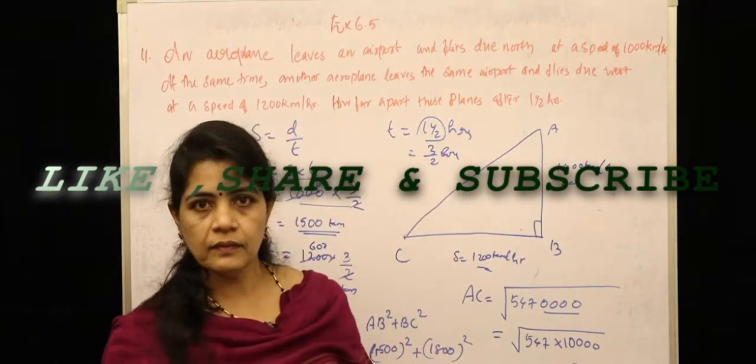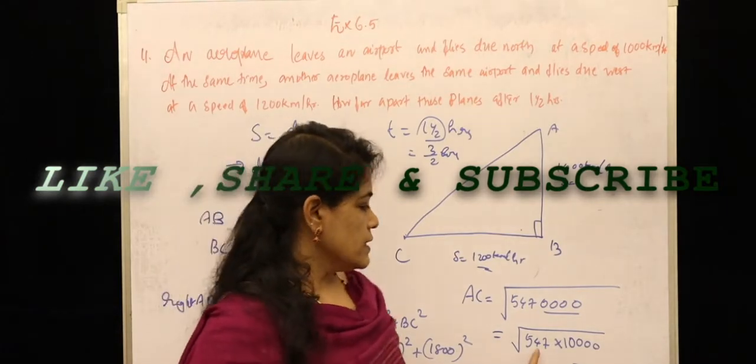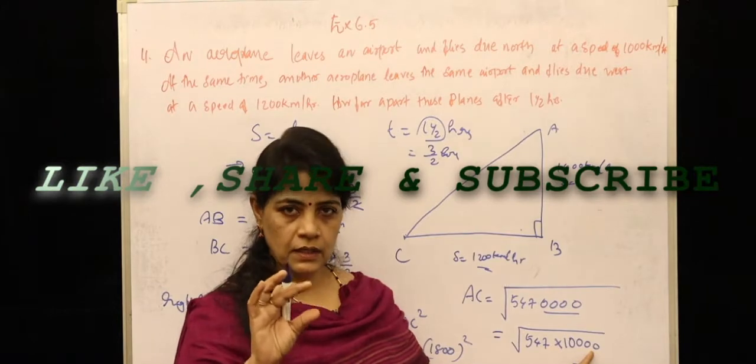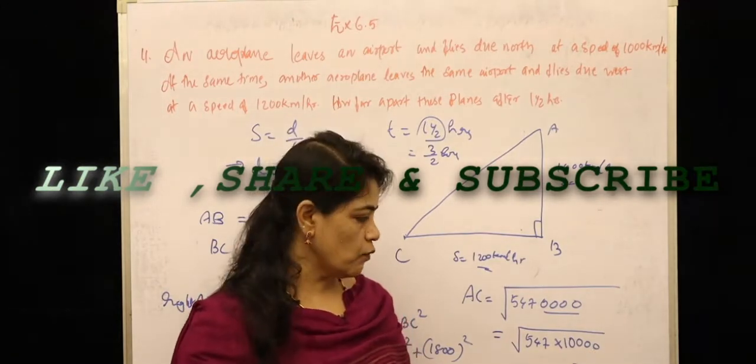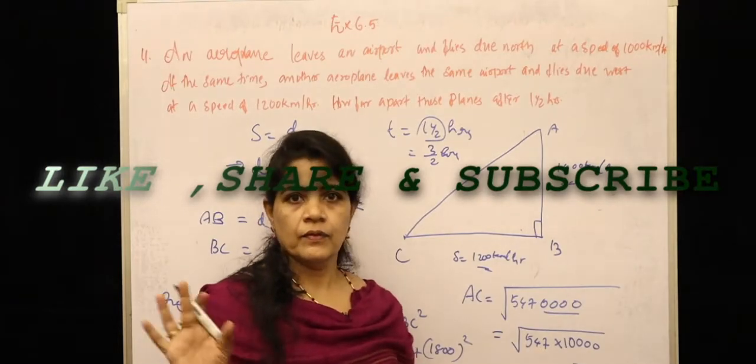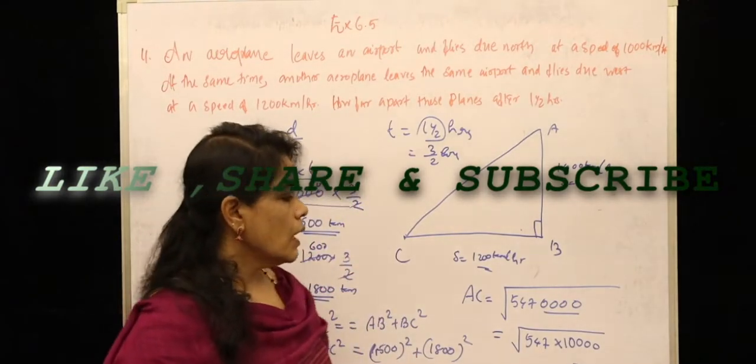Understood? Is it clear? See here, 100 into 100, and from inside the square root I have taken out 100, and still 547 is there. Now we are going to the next step.